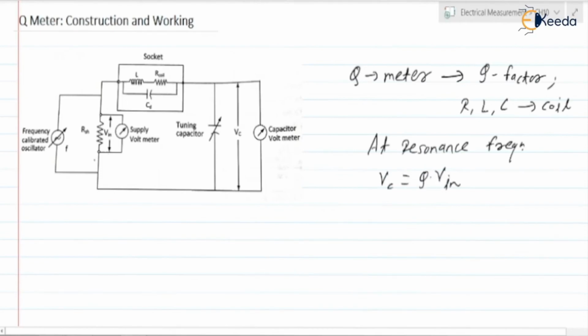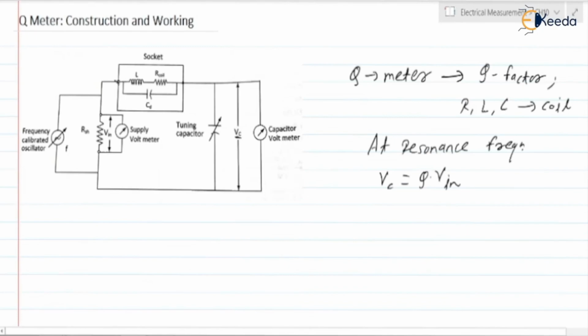Now here we have the circuit diagram for the Q-meter. In this diagram we can see the oscillator. Next, across the oscillator we have connected the shunt resistance RSH. The voltage across the shunt resistance is measured by the voltmeter. That voltage is Vin. Next, we have the tuning capacitor C. Across the capacitor also we have connected a voltmeter, and the voltage across the capacitor is Vc.